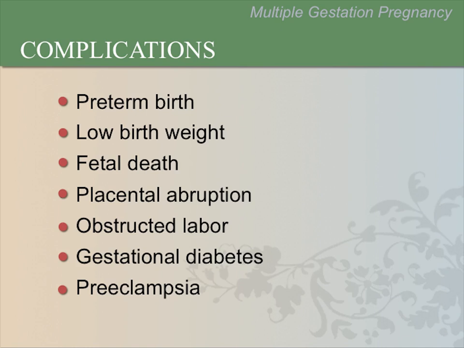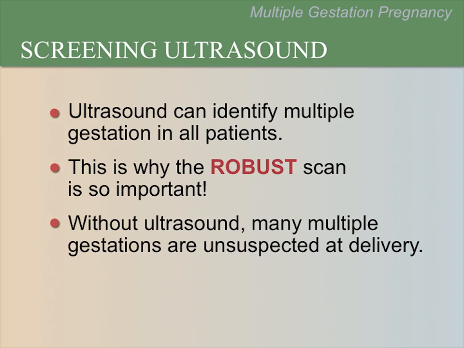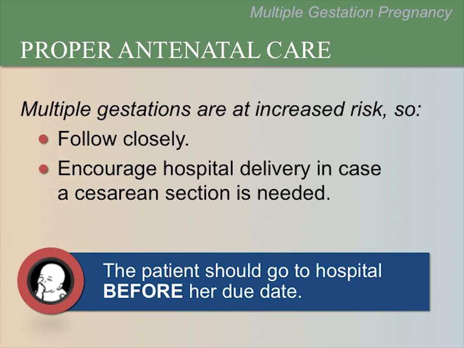In addition, there is a higher risk of developing gestational diabetes and preeclampsia, which can affect the health of the fetuses and mother. Ultrasound can identify all patients with multiple gestation. This is why the robust scan is so important. Without ultrasound, many multiple gestations are unsuspected at delivery.